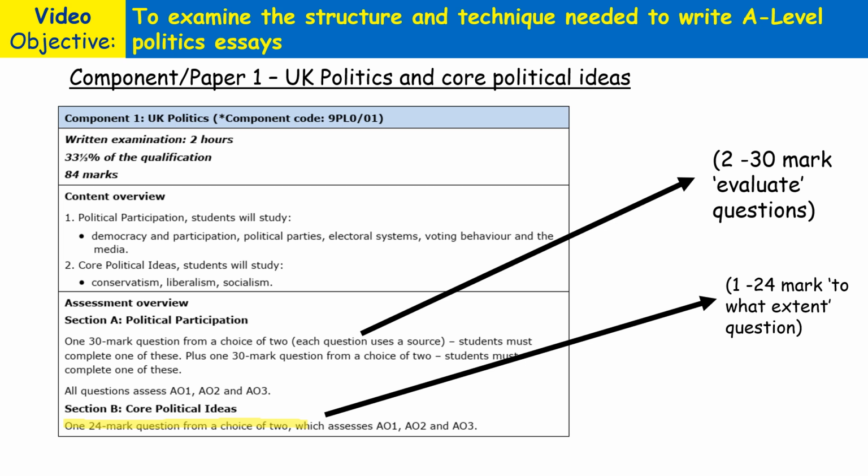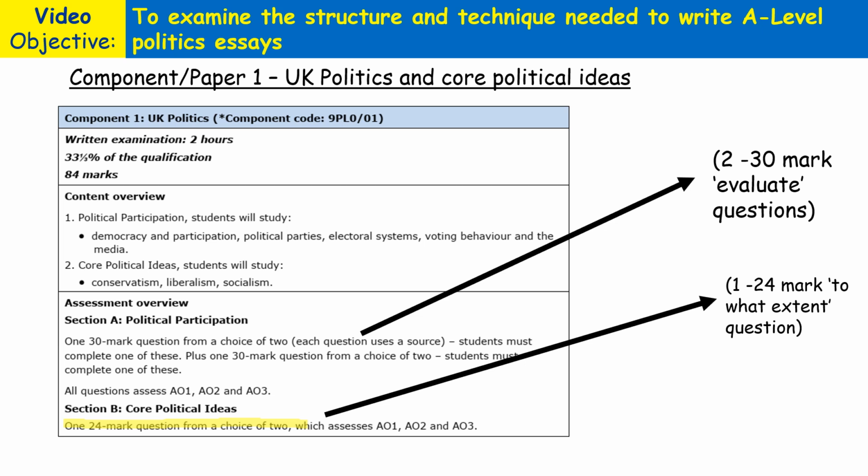Now, some examples that you could be asked for the 30-mark questions, you could get asked, for example, evaluate the view that the UK is facing a participation crisis, or evaluate the extent to which compulsory voting and lowering the voting age may be the best way to improve participation in the UK. So there's some examples of some evaluate 30-mark questions.